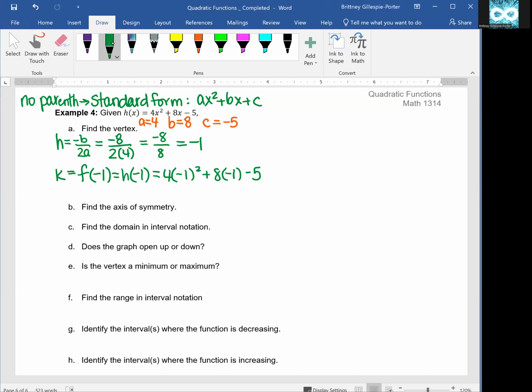Watch when you plug it in to your calculator, because if you don't include the parentheses around the negative 1 before you square it, you're going to wind up with a negative 17, which is incorrect. You should wind up with a negative 9. And we just found that our vertex, h, k, is equal to the ordered pair negative 1, negative 9.